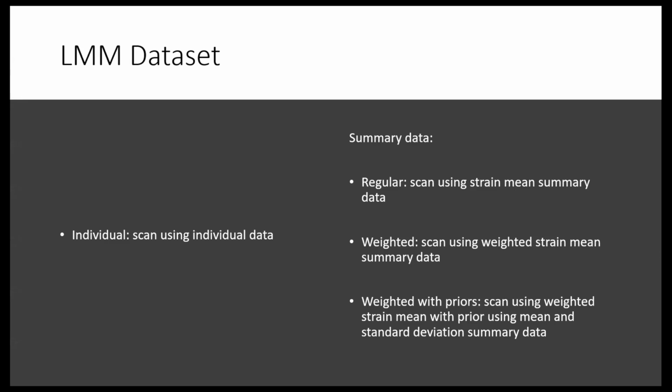For that, on one hand we have the scan I will call the individual scan, using the individual data set. And we have 3 different scans. I will call the regular scan the one using the strain mean data. And we will have the weighted strain mean, where the mean is weighted by the number of individuals or animals per strain. And we will have the weighted with priors.